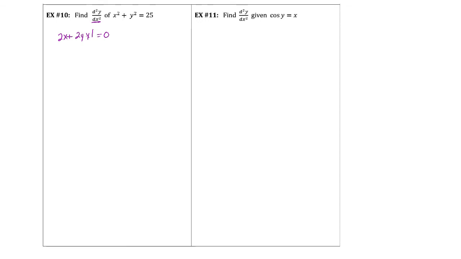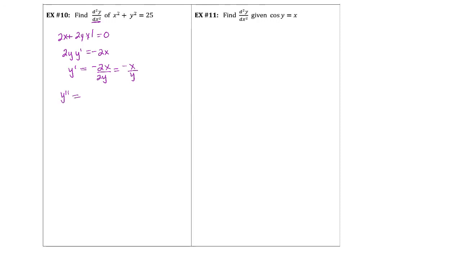All right, and so from here, we can move stuff over. So we have 2y, y prime equals negative 2x. And then solving for y prime, that's going to give me negative 2x over 2y. And that simplifies down to negative x over y. Now we're ready for the second derivative.